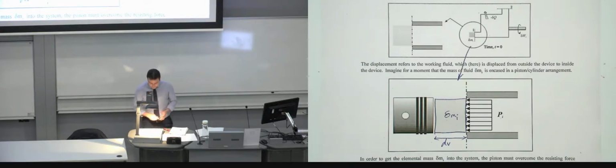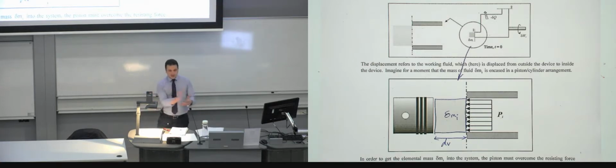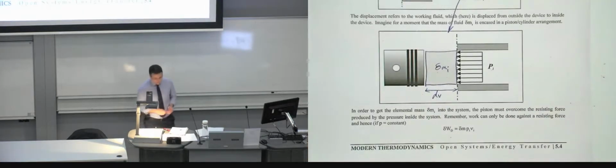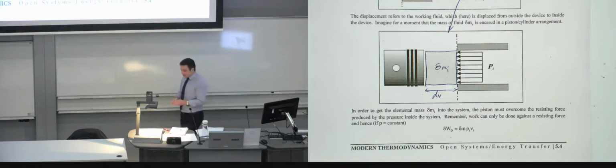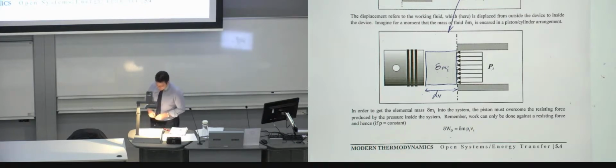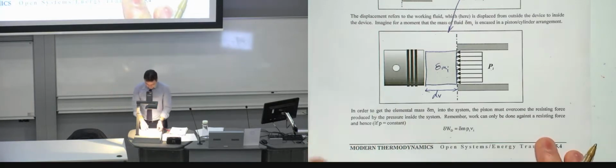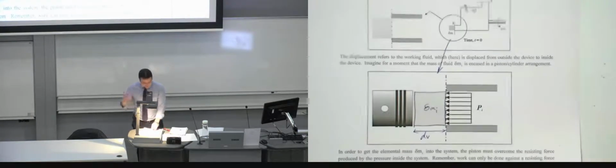And the amount of work that you need to push this inside the system is what we define as this term here, WD, which is delta M times PI, the resisting pressure, times the displacement, which is V, the displacement size and how much you've pushed inside the system. So that is the physical meaning of displacement work.